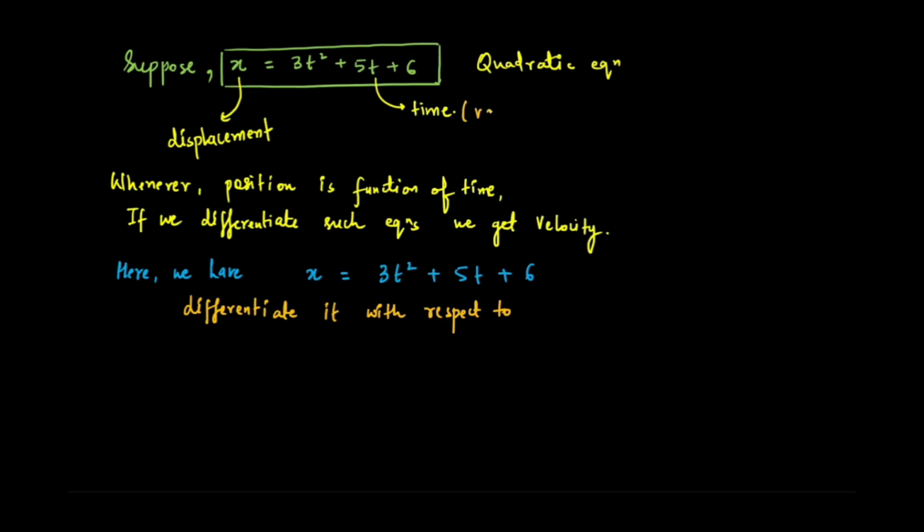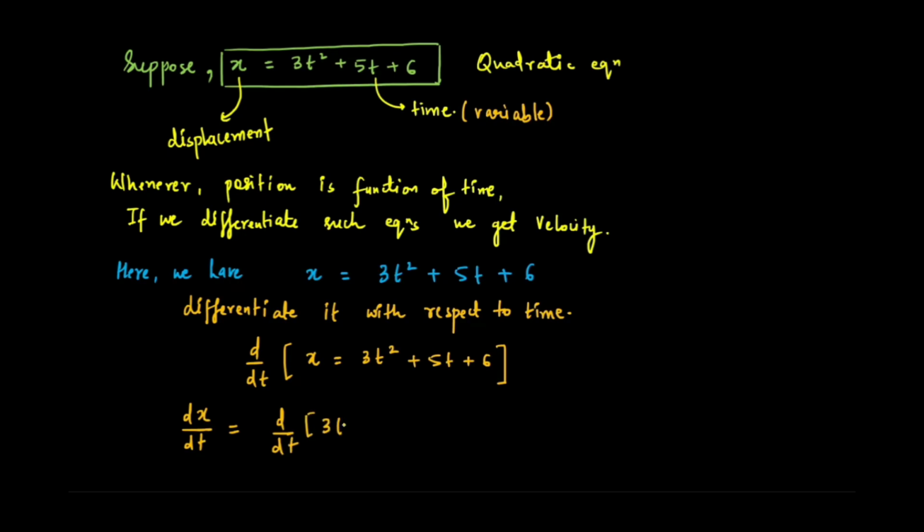Exactly. So whenever we differentiate an equation, we do it with respect to the variable, and here the variable is time. So we'll simply write time here. How do we actually represent it? That is the next question. We write d by dt, or we multiply the whole equation by d by dt. So I can say it is going to be dx by dt, which equals d by dt of 3t square plus 5t plus 6.